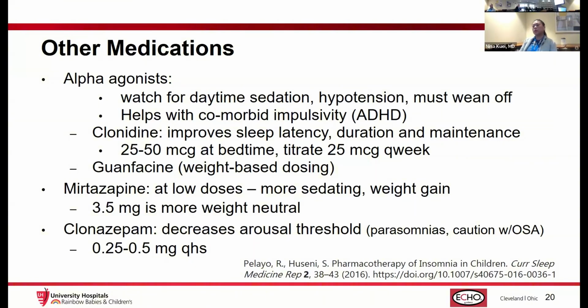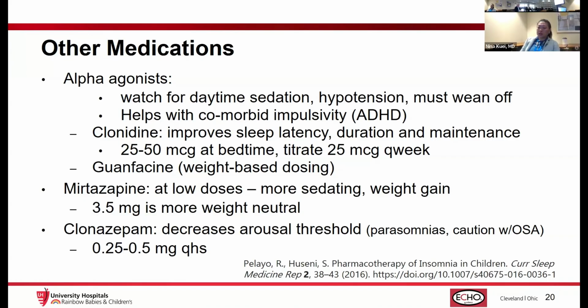A lot of times we use this with comorbid impulsivity and ADHD as well. Parents also get kind of scared about these types of medications, but they're pretty safe medications. We just have to check blood pressure. They do need to come into the office, and we're going to titrate slowly. Oftentimes for ADHD, we give this throughout the day as well. Guanfacine works very similarly, a little bit of different dosing. I didn't put it on here because it's weight-based.